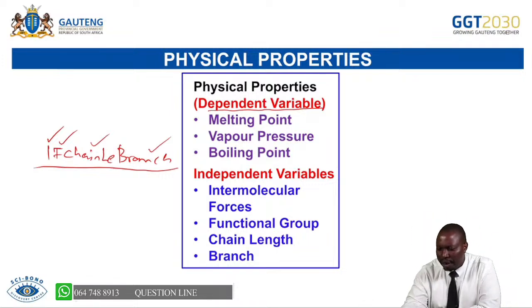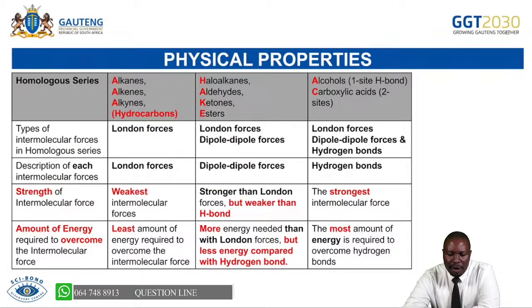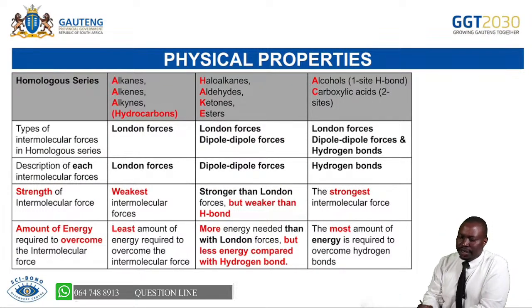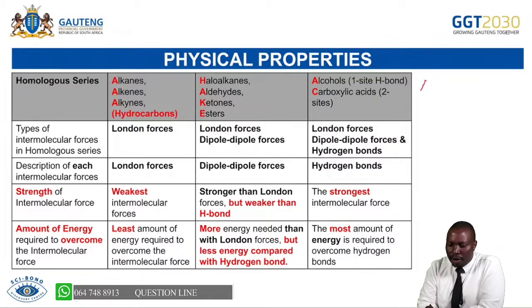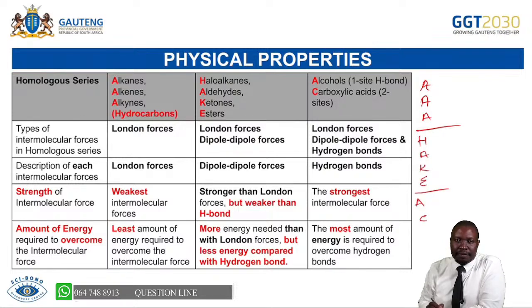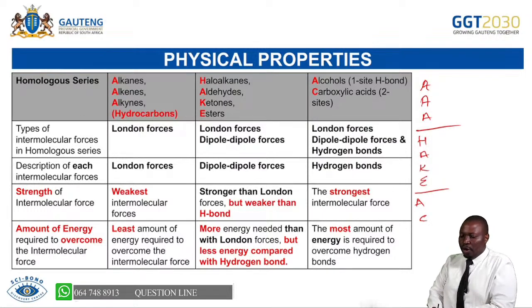Now, in terms of our physical properties, remember, we said we do 9 homologous series. There are 3 of them. There are 9 of them.